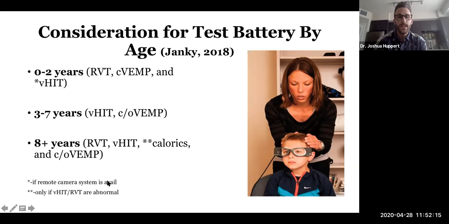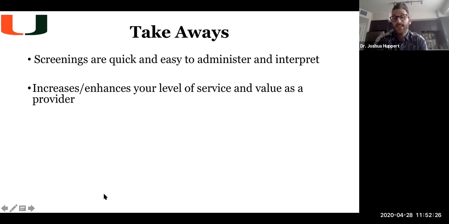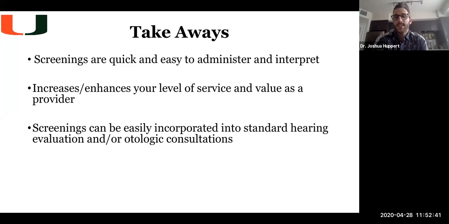So some takeaways. Screenings are quick and easy to administer and interpret. It increases and enhances your level of service and value as a provider. So being able to look at some of this may be an additional opportunity to get people that may not consider your clinic to be in your clinic, and also add to the comprehensiveness of the services you're providing. And screenings can be easily incorporated into standard hearing evaluation or otologic consultations or any consultation that you're doing, regardless of your specialty, if there is concern there.